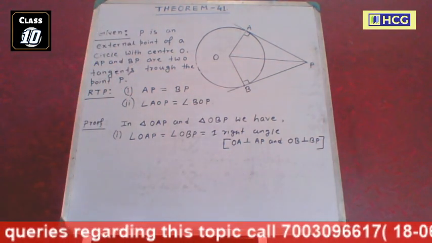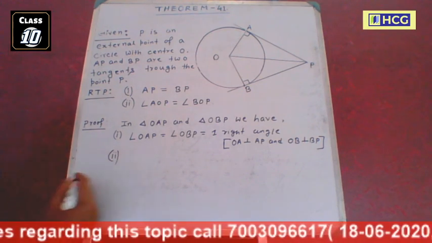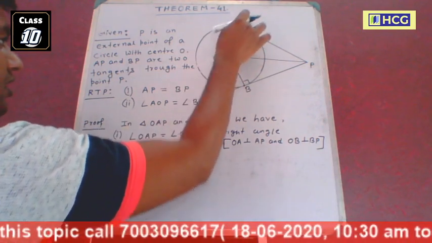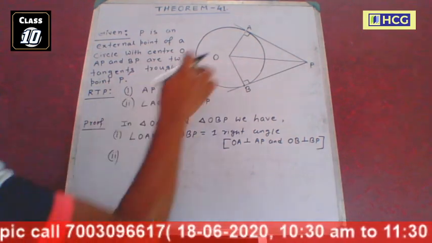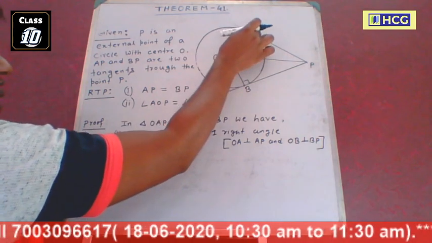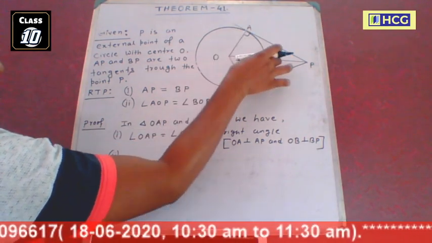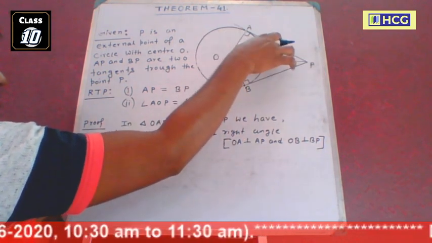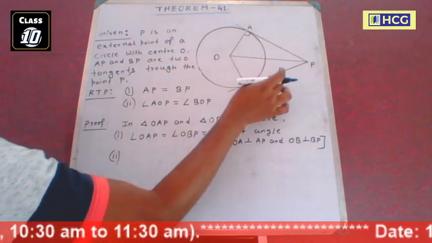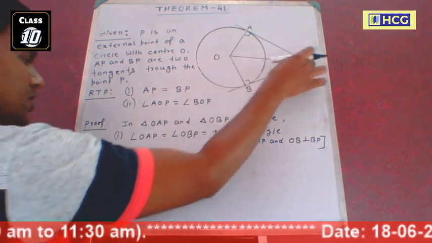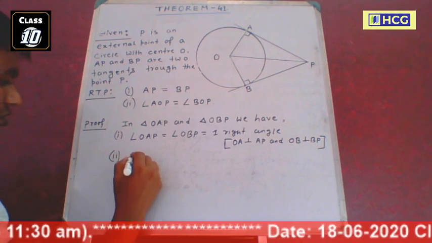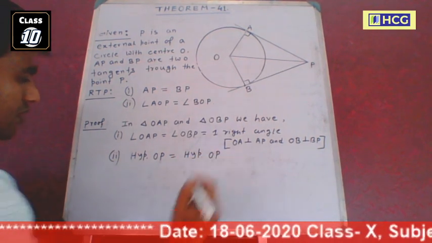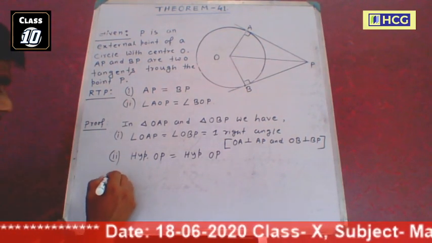So that triangle must be right angle triangle. In right angle triangle, the opposite side to the right angle is the hypotenuse. So therefore, triangle OAP is a right angle triangle and triangle OBP is also a right angle triangle, and this angle is 90 degree and this angle is 90 degree. So therefore OP is the hypotenuse of the right angle triangle OAP, and also OP is the hypotenuse of the right angle triangle OBP. So OP is the common side. So hypotenuse OP equals to hypotenuse OP. Common side.